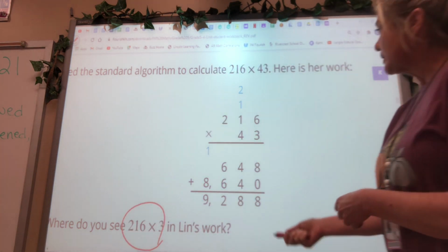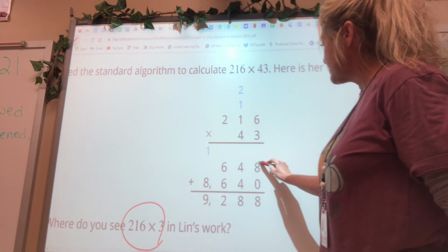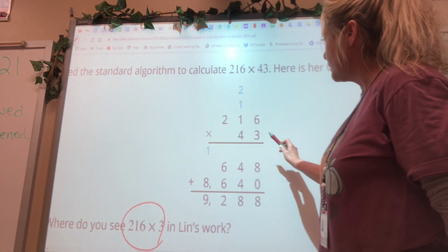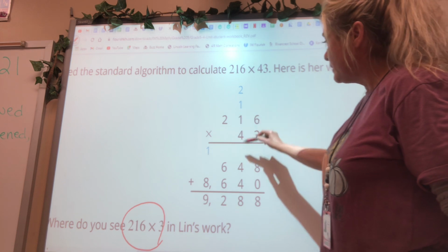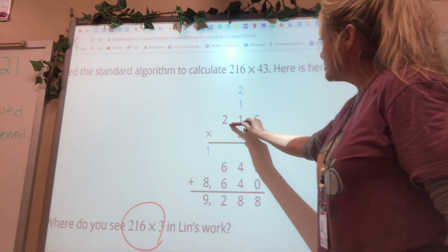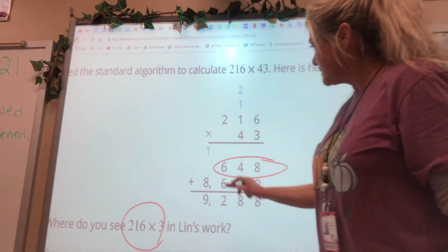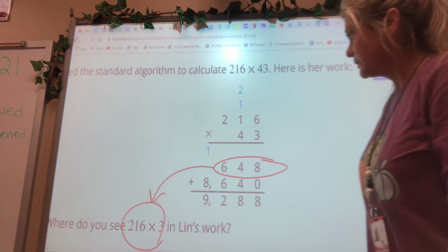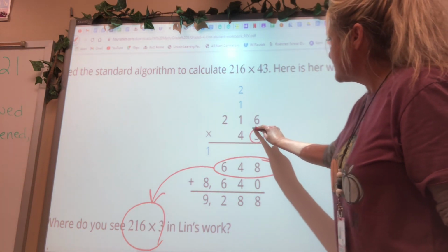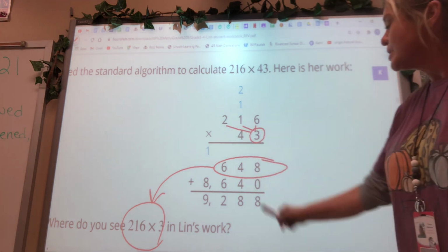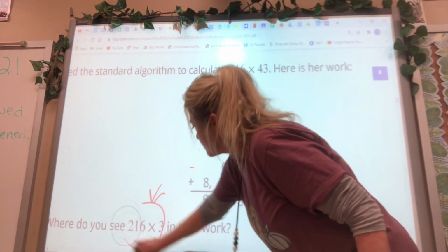Well, if we use the standard algorithm, we know that we take the 3 times the 6, that gave us 18, carried the 1. 3 times 1 gave us 3, plus the 1 we carried is 4, and 3 times 2 is 6. So this is where we see 216 times 3 in Lynn's work. This number 3 was multiplied times the 6, the 1, and the 2. So the 648 represents the 216 times 3.